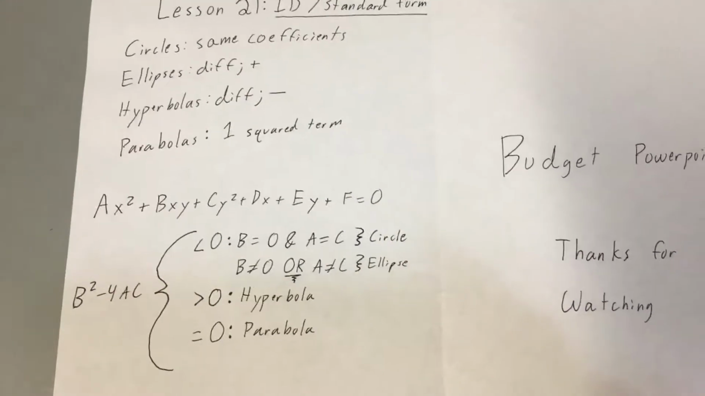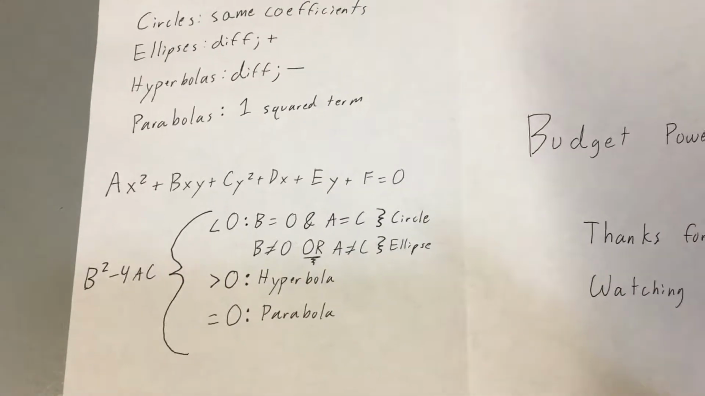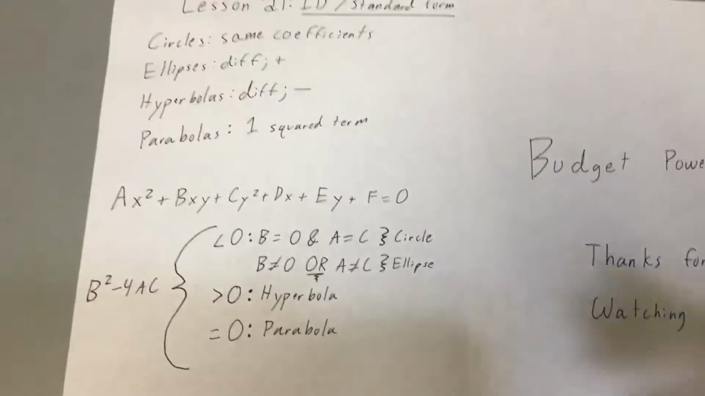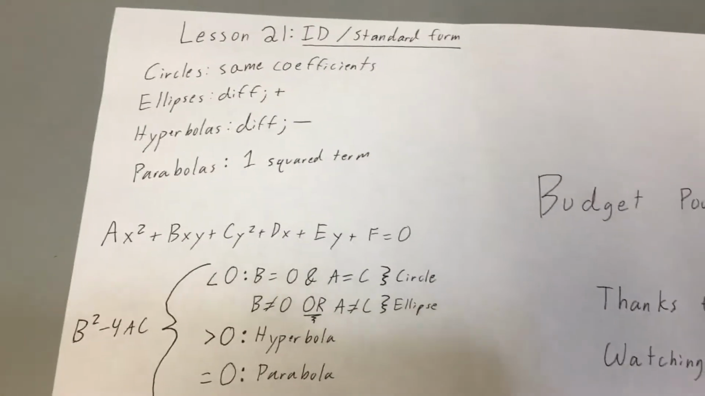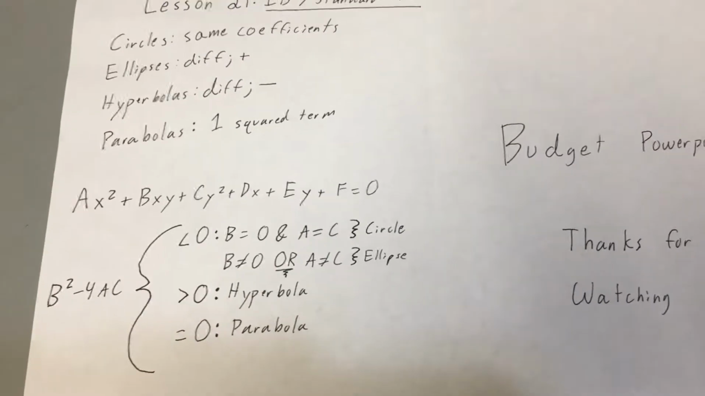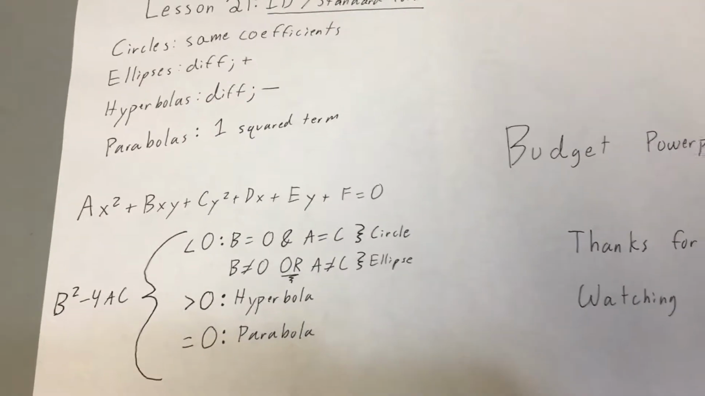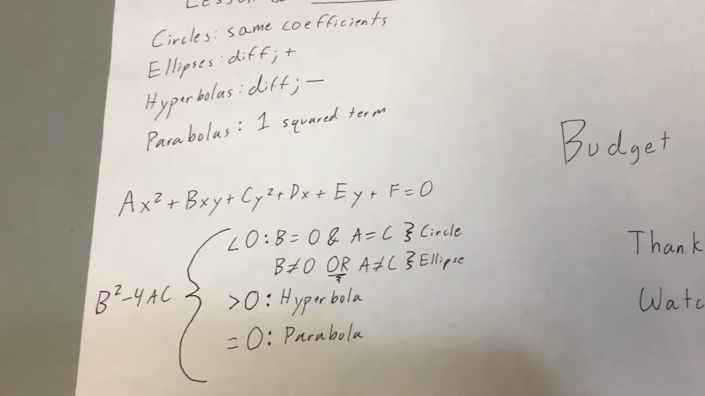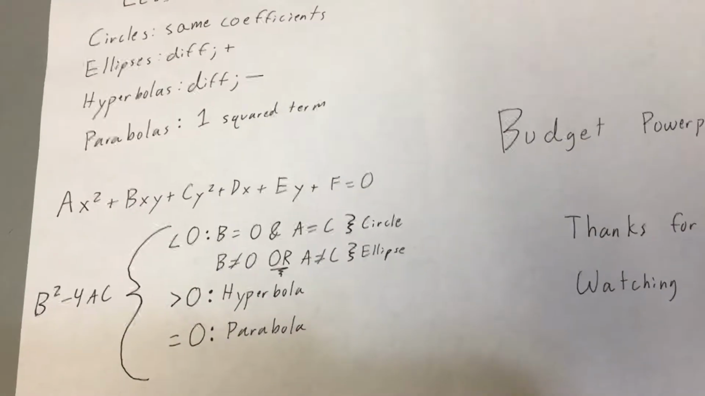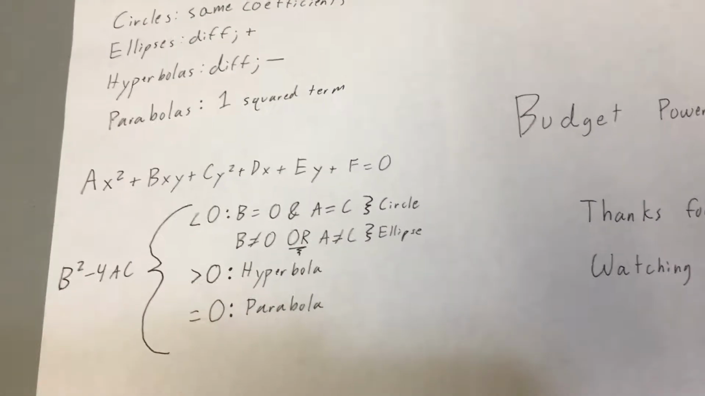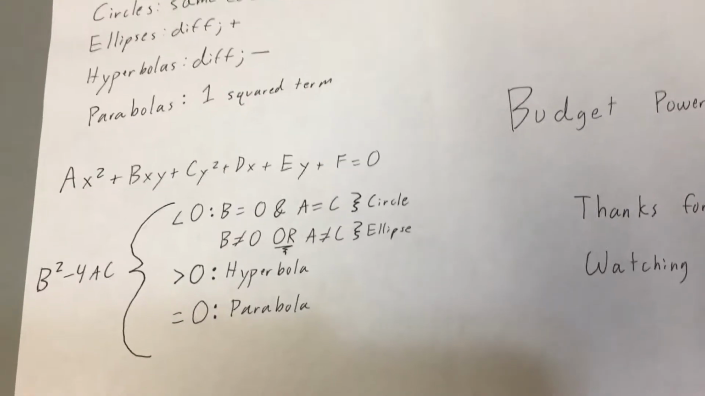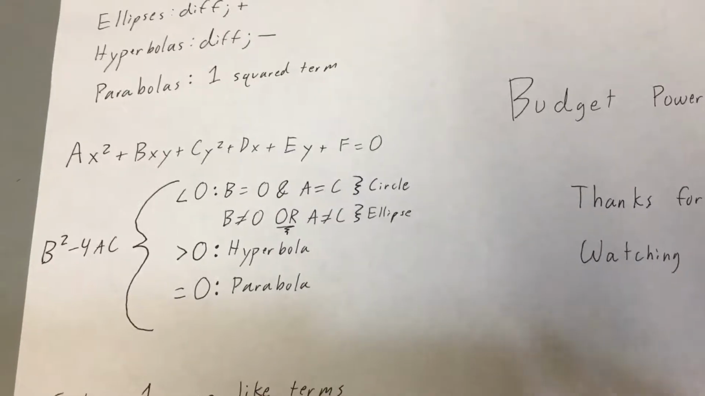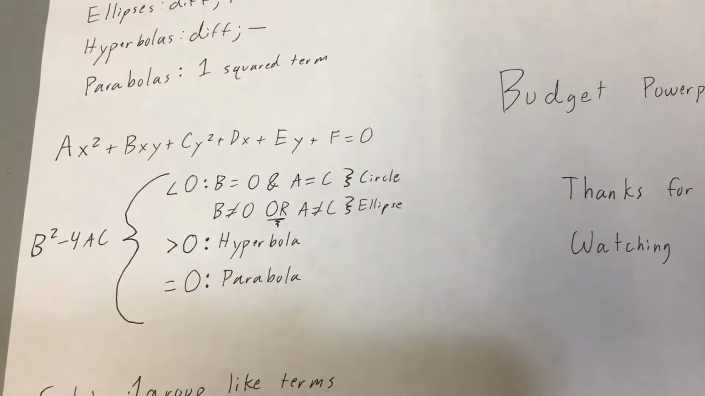Now, in one of those really long equations, ax² + bxy + cy² + dx + ey + f = 0. This is also known as general form, and then you're going to use b² - 4ac in order to figure out what conic it is.